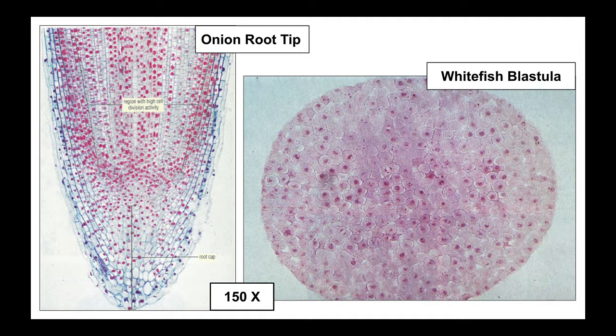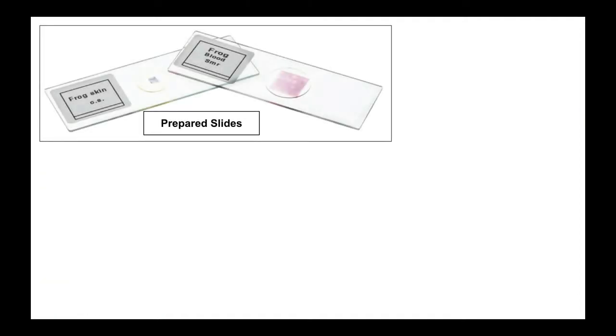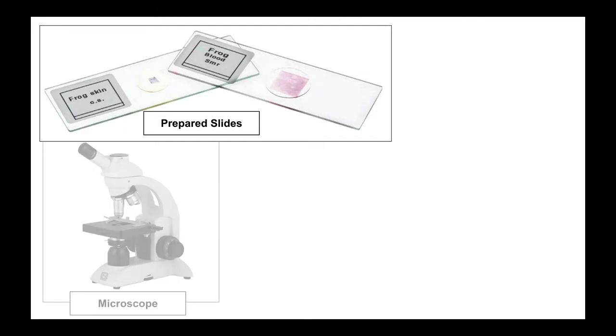Now, some resources that you have available to you. Number one, you have prepared slides. Those are slides that already have material on them. They're labeled. These two that I have pictures of are frog skin and frog blood smears. Well, you're not looking at those. You'll be looking at mitosis. It might say allium, which is the scientific name for onions, and it'll say whitefish blastulas. So those cells are already prepared. And you have a microscope.